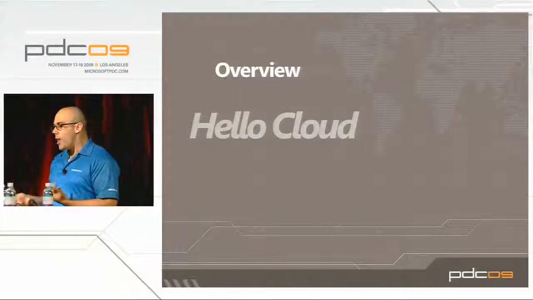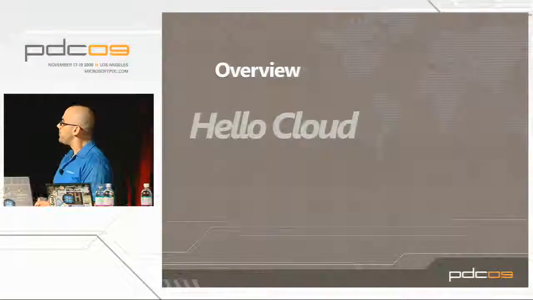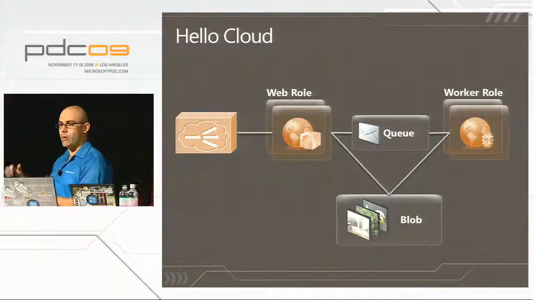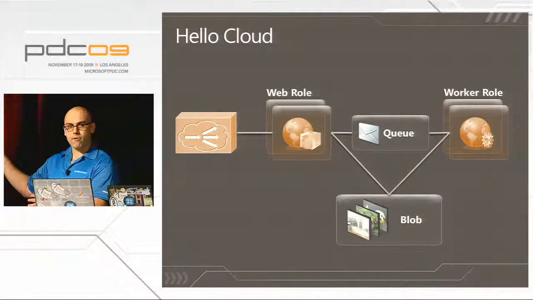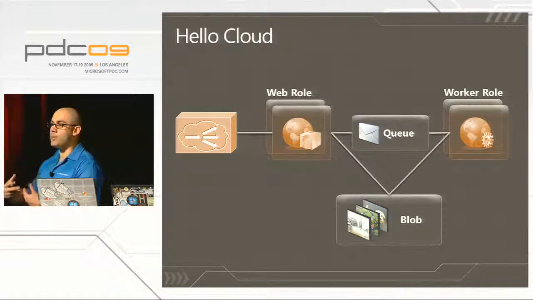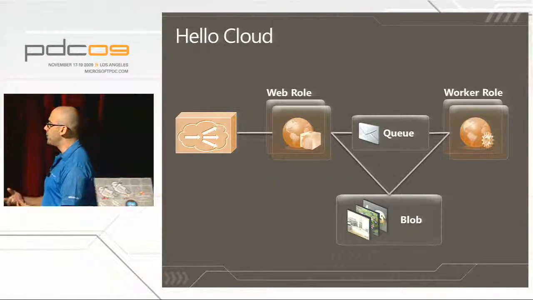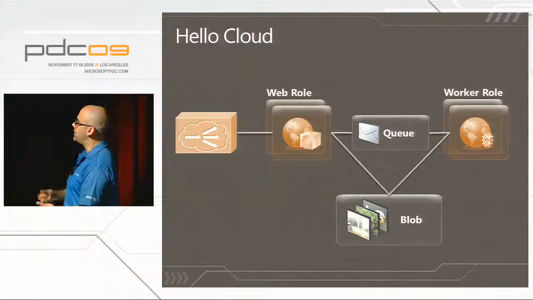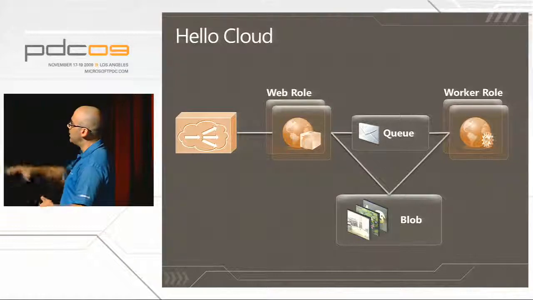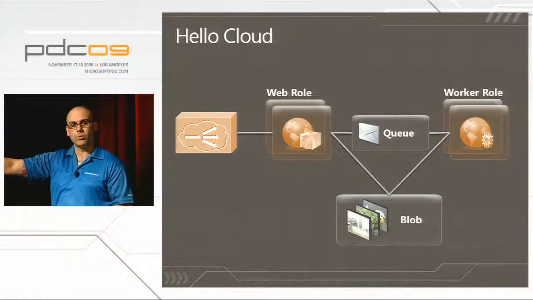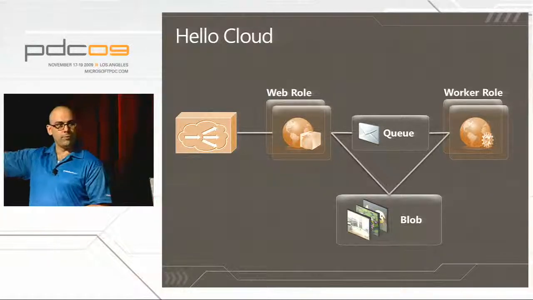So let's look at the Hello Cloud application that we're going to be building. The first thing I want to call out is that this is a very powerful and common pattern that we see in applications built on Windows Azure. If we look from left to right at what's happening, I'll call out the major parts. The first one is a web role, and you'll notice we're using multiple instances of the web role, and we're doing that for availability.